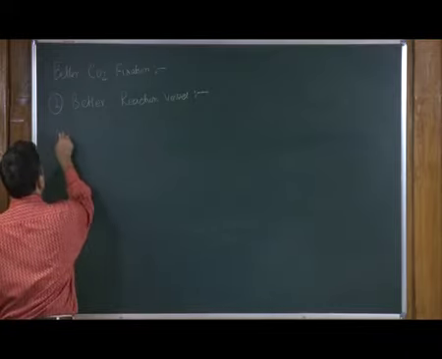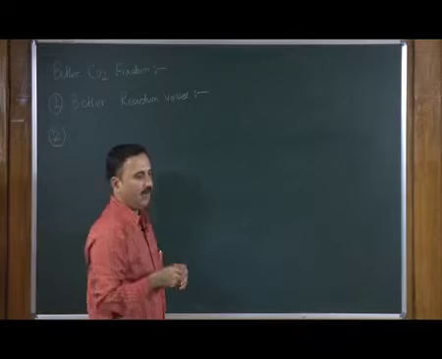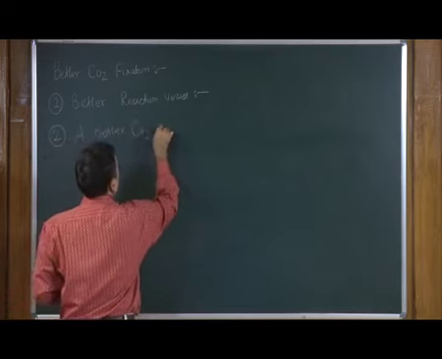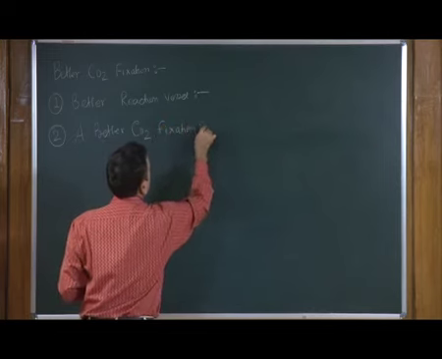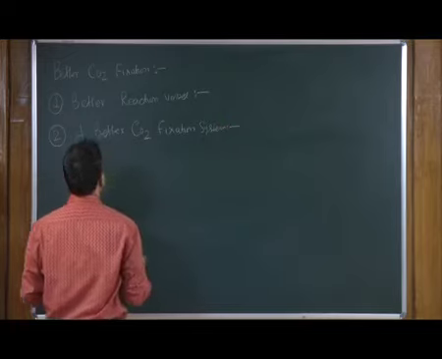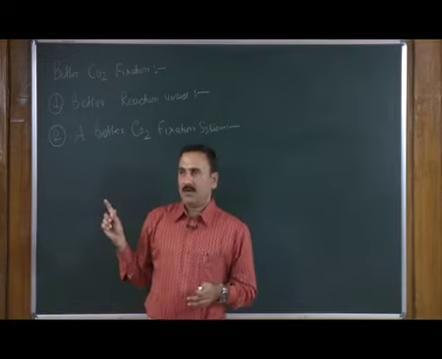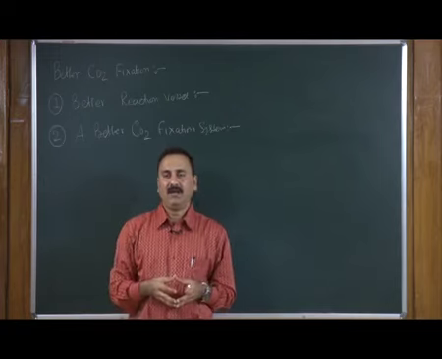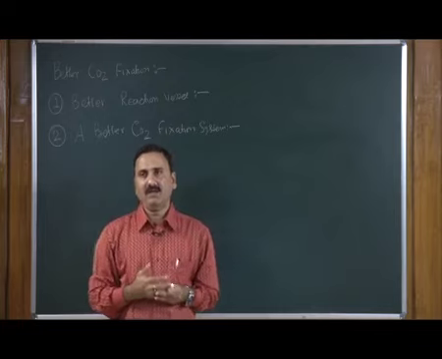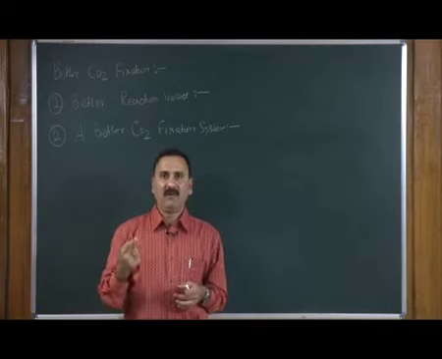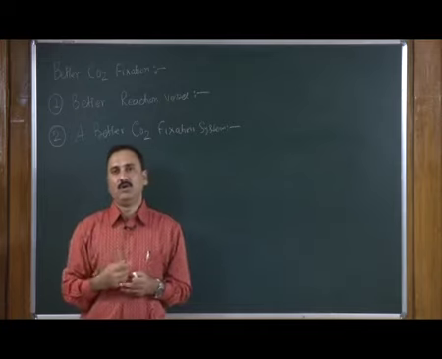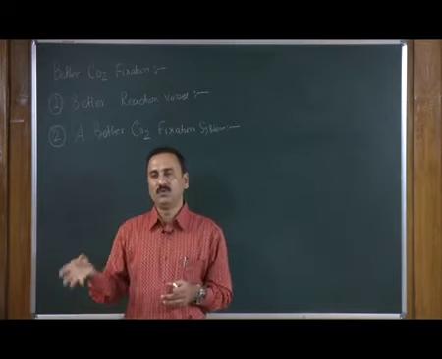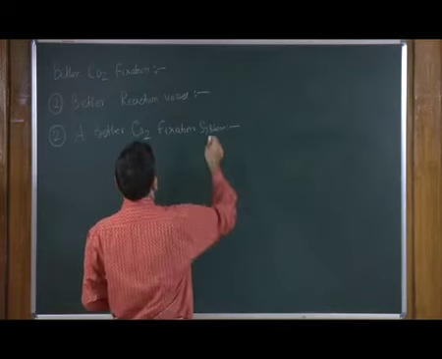The number 2 is a better CO2 fixation system. A better CO2 fixation system means that instead of Rubisco, you have a CO2 fixation system which, number 1, should not have the oxidation activity, and number 2, should do a very efficient CO2 fixation into a carboxylated product, and this carboxylated product can be used to produce the sugar. So, let us discuss the better reaction vessel.